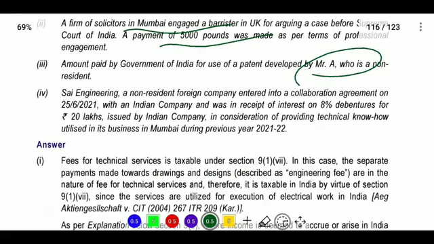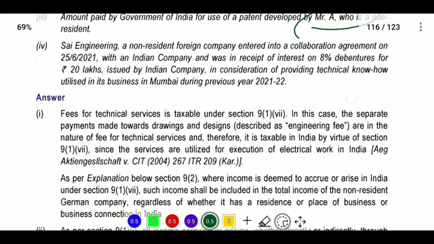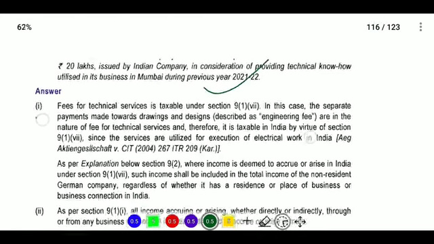Next, Sai Engineering, a non-resident foreign company, entered into a collaborative agreement on 25/6/2021 with an Indian company and was in receipt of interest at 8% on debentures for 20 lakhs issued by Indian company in consideration of providing technical know-how utilized in its business in Mumbai during the previous year 21-22. Here the interest at 8% is payable. So it will be taxable in India for 20 lakhs. So we will see the answer. So all are taxable.